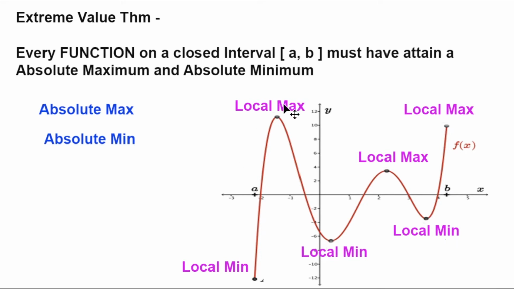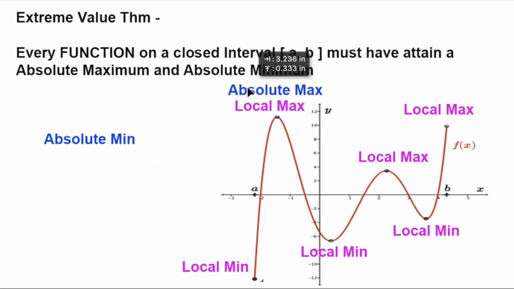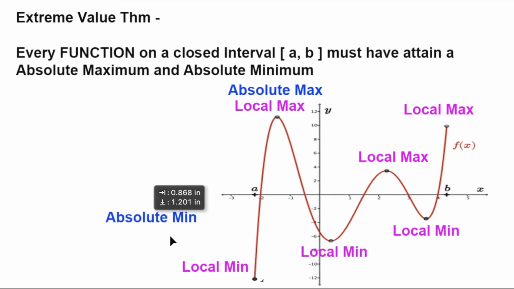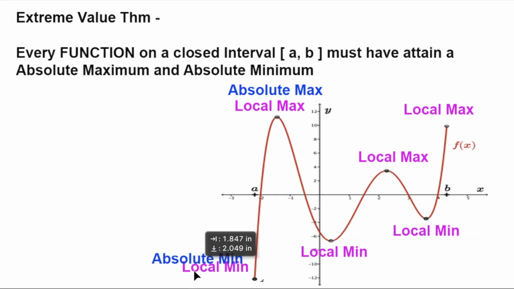Now we're going to check all the three local max, and the highest one is called the absolute max. So after looking at all three local max, this is our absolute max. Similarly, we're going to look at all the three local mins, or how many ever there are, and this happens to be the lowest one, so we call this the absolute min.